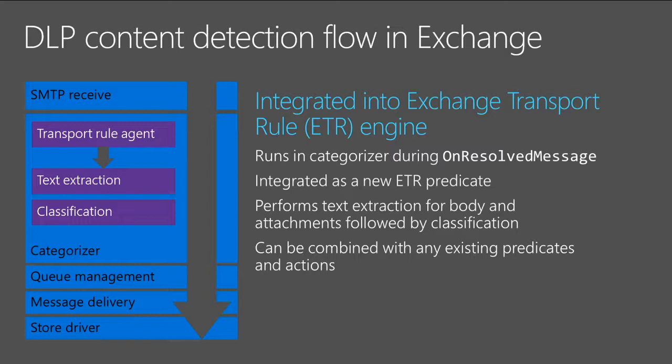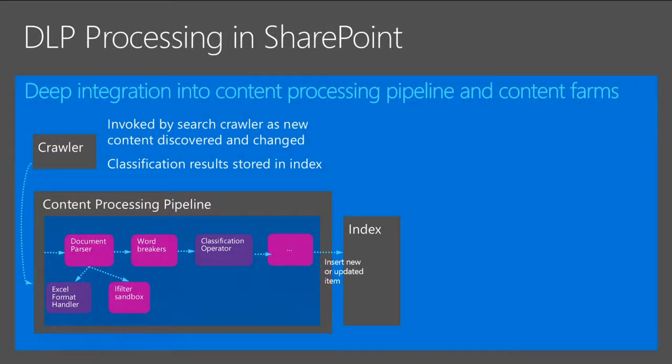So think of something like a PDF file, where we will have to strip all the formatting to get to the content, to then be able to feed that into the classification engine for our decision of what sensitive data is available. So that is Exchange. Now let's look at how this works in SharePoint.